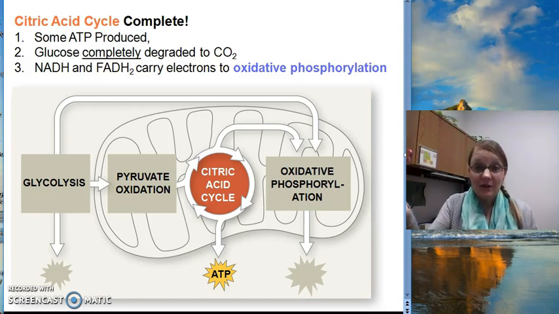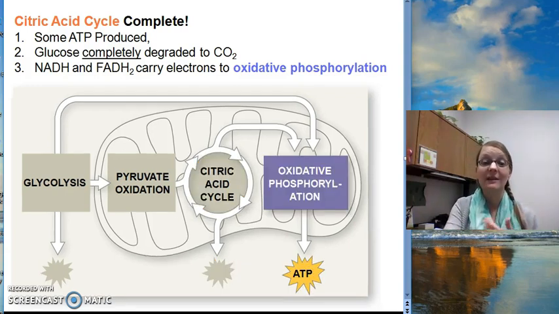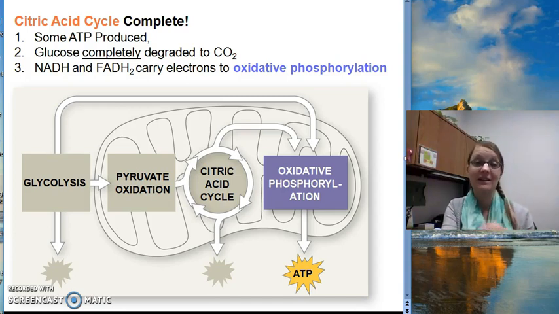Where is all that leftover energy now that glucose has totally been degraded? Well, remember, NADH and FADH2 are still holding on to those high energy electrons for us. We need to take those now and funnel them into oxidative phosphorylation, that very last step of cellular respiration, and cash in the energy that those electrons have to make ATP.